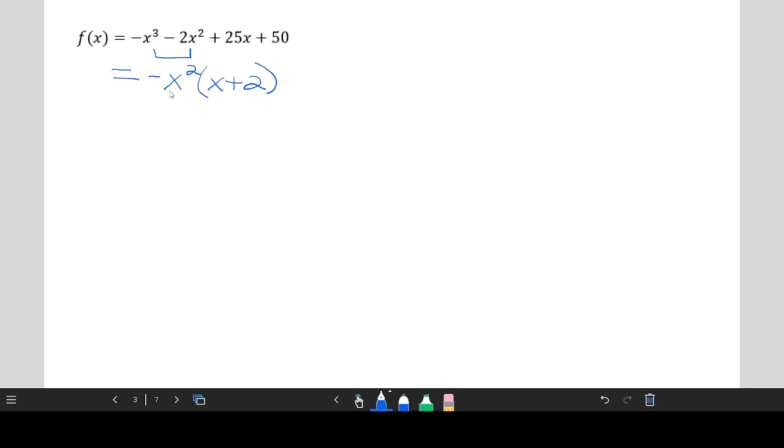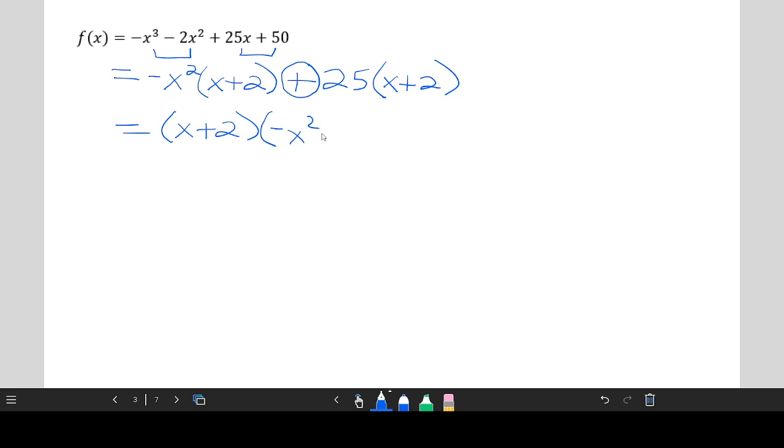You can always check by distributing this back in: do you get what you started with? And then the second pair of terms have a 25 in common, and if we factor out a positive 25, we're left with x plus 2. Since both of the terms separated by this addition have an x plus 2 factor, we can factor that out as our common factor, and we're left with negative x squared from the first term and plus 25 from the second term.